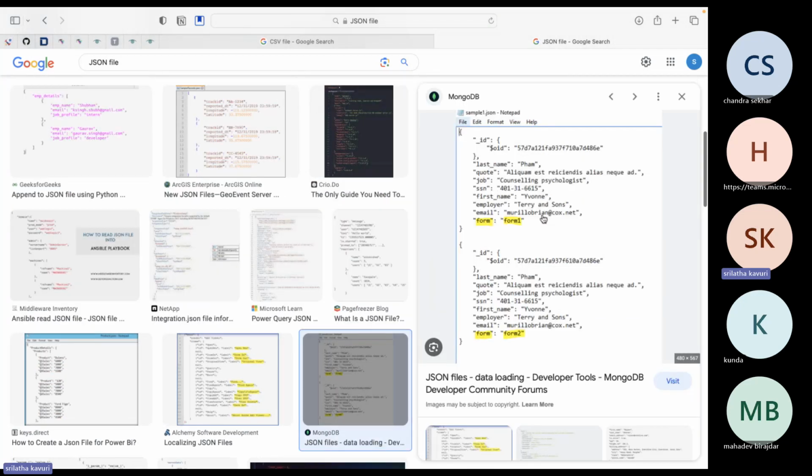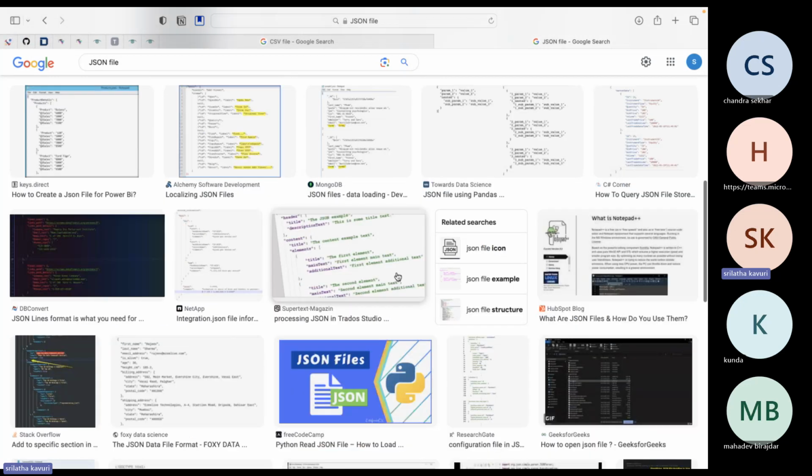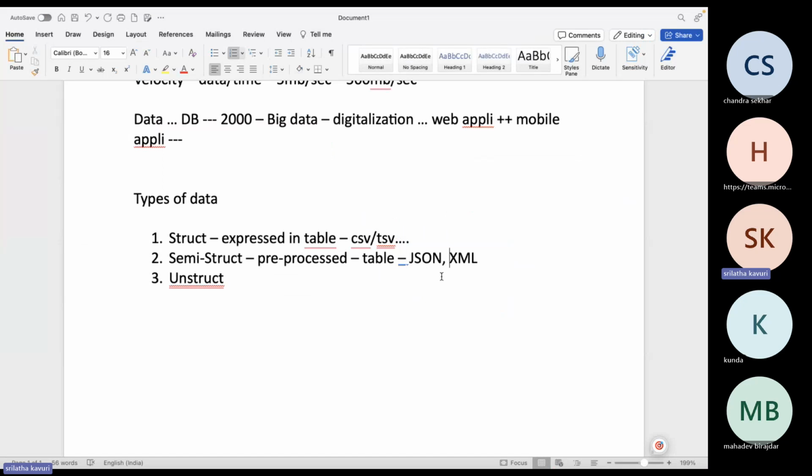Sometimes JSON files might look a little more complex, so we use programming to process that data and then convert it into a table. That's the reason it's called semi-structured, because it has a pattern within it but needs some processing. Then comes unstructured data, which cannot be expressed in the form of a table. Examples are video files, audio files, and many other formats like certain log files and sensor data. All these are unstructured data because they cannot be expressed in the form of a table.